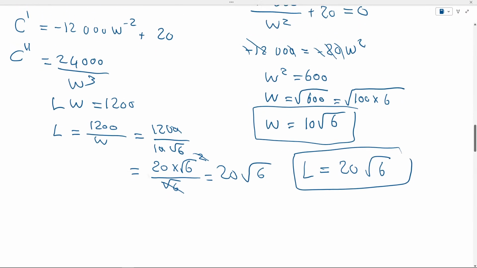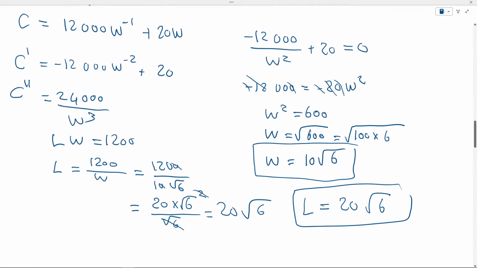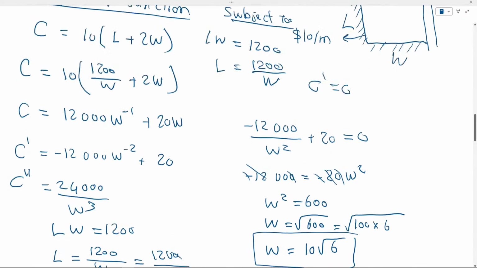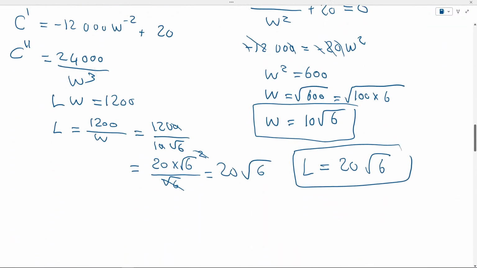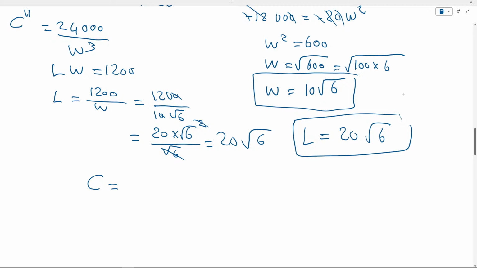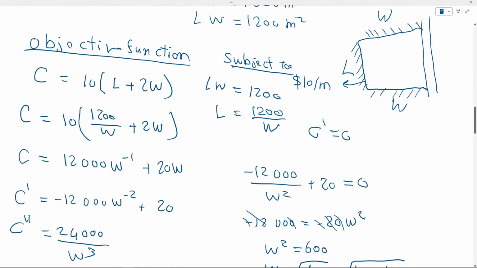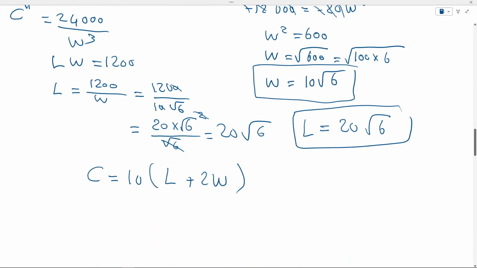Okay, so basically, now I want to see what is the minimum cost. If I want to see the minimum cost, I substitute these guys into my original equation here. So C is equal to 10 L plus 2 W. Did I get this correct? Yes. At this width and this length, that's where I will get the minimum cost. So I substitute this guy here. This is 10 times L, that is 20 root 6, and then 2 times W, so that's plus 20 square root of 6.